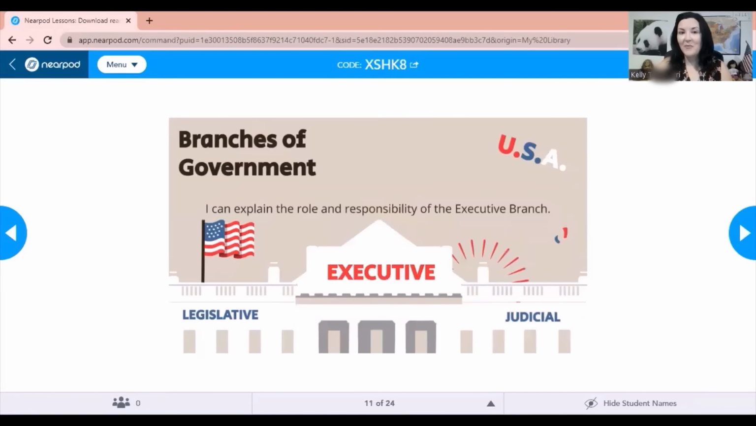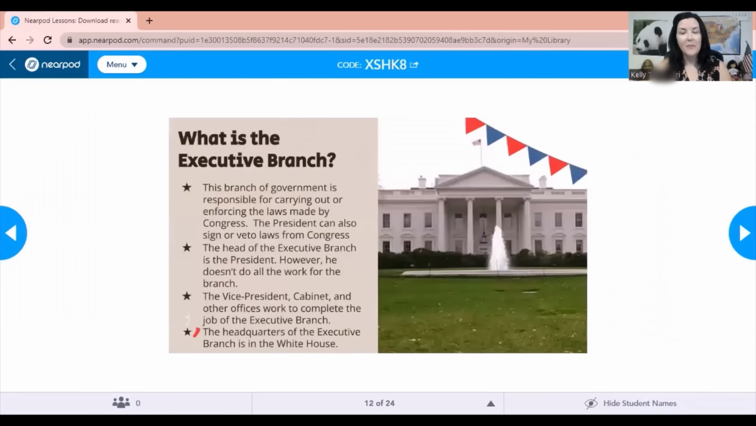All right, I can explain the role and responsibility of the executive branch. What is the executive branch? This branch of government is responsible for carrying out or enforcing the laws made by Congress. The president can also sign or veto laws from Congress. Veto means he or she says no.